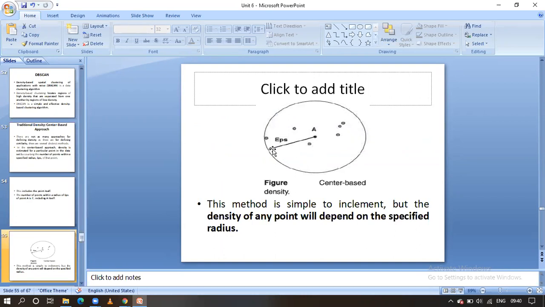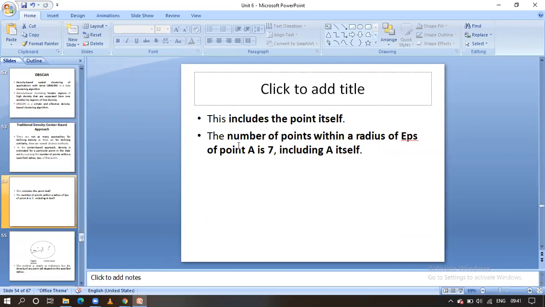From this, EPS is the radius. We have formed one circle here. How many points are included here? The first one is the center point. We have to count it: one, two, second point, third point, fourth point, fifth point, sixth point, 7 points. With the radius EPS, overall we have 7 points, and in those 7 points the center point is also included. That is what they told here: the number of points within the radius EPS of a point A is 7, itself included.